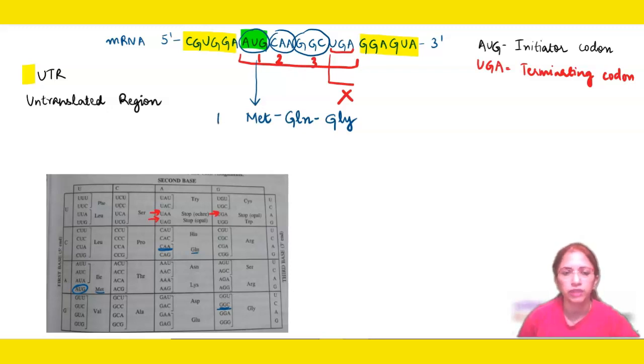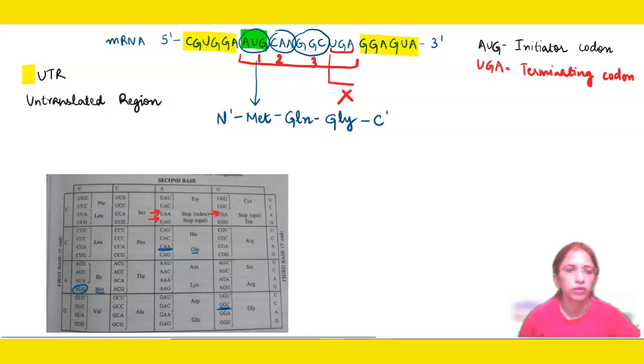And of course, whenever you are writing a polypeptide, N terminal has to be written on the left and C terminal has to be written on the right. N terminal means the free amino group of the amino acid. C terminal means the free carboxylic group of the amino acid, which is the last amino acid, right? So the sequence of amino acids in the given polypeptide is methionine, glutamine, glycine. Overall, 3 amino acids are present. So this is the way to solve the problem.